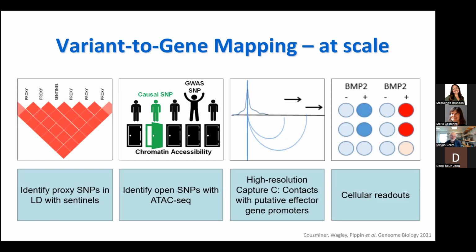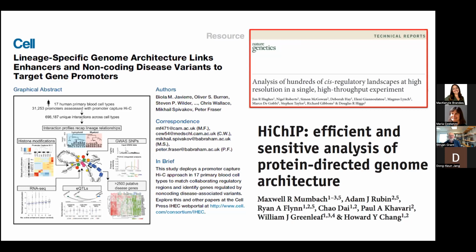But we don't stop there. We really do like to go on and do functional analysis, at least for a subset, to verify that what we're seeing can be validated. And so that's where the cellular studies are done. And there are a number of chromatin conformation capture approaches out there.